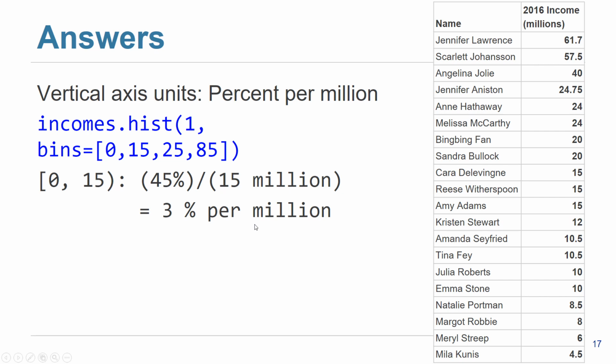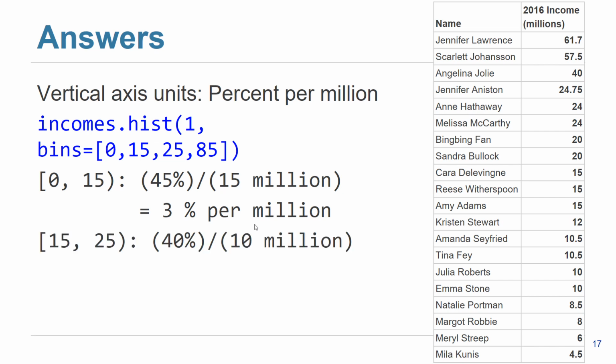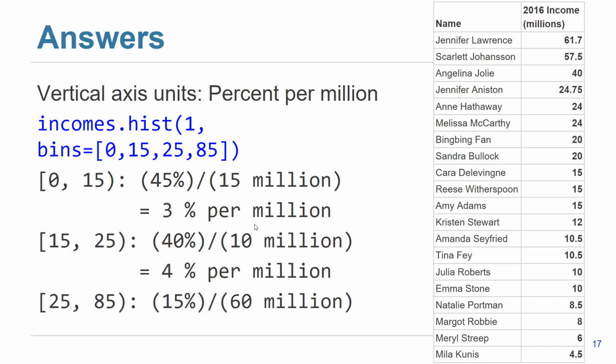So this is not 3%. That's 3% per million. Okay, that's the right unit. And of course, you can do the same for the two other bins. Okay, any question about how it's calculated? Okay, I think it's clear now. You know now why it's not 12? Why it's not 15? Why it's not 4? Okay.